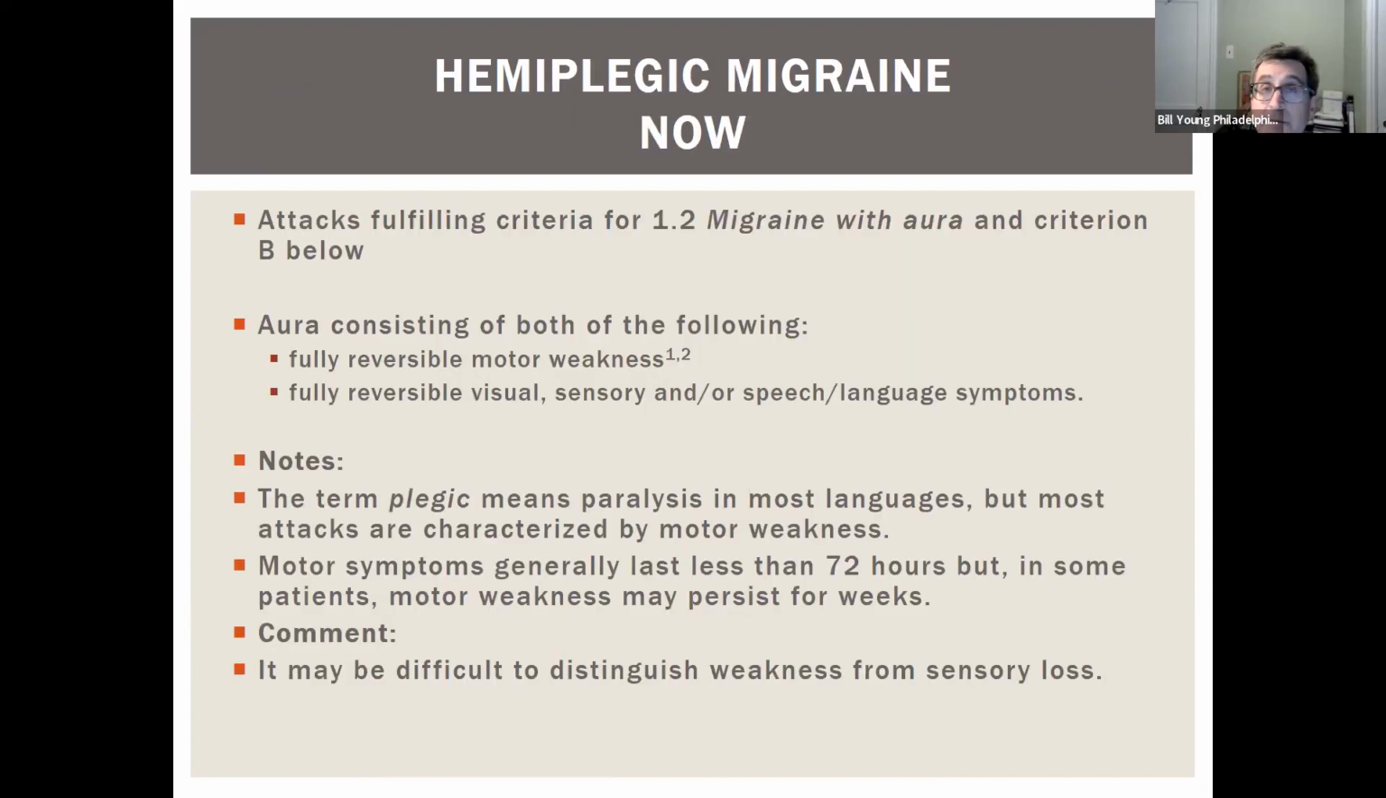So let's talk about hemiplegic migraine. In hemiplegic migraine, plegia means weakness or paralysis, and it has fully reversible motor weakness. So people become weak or paralyzed on one side, and have some other kind of symptom, like a visual or language or speech problem. So, that's a hemiplegic migraine when one of the components of the aura is weakness.